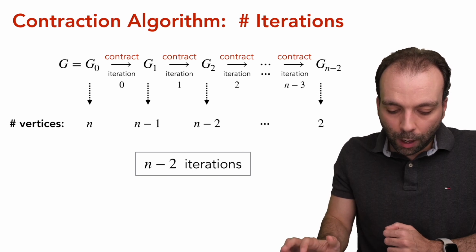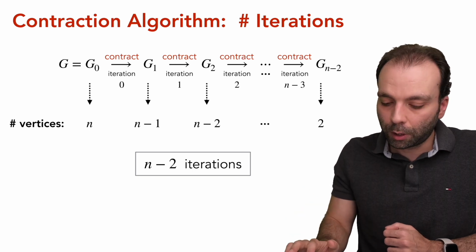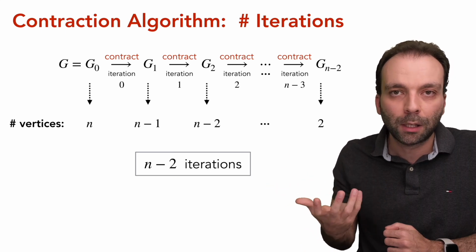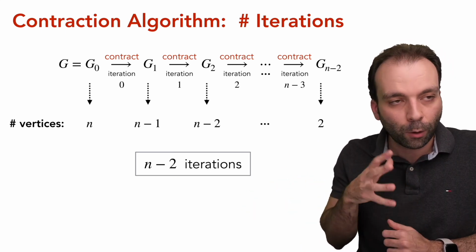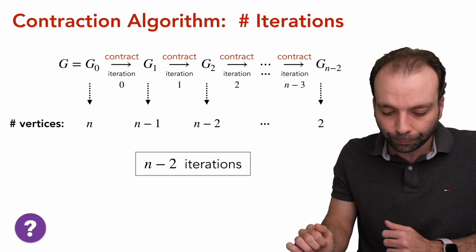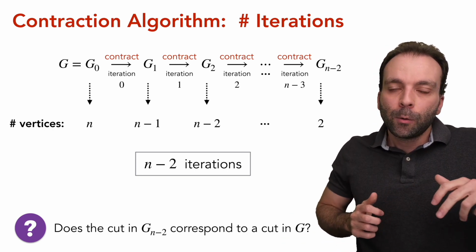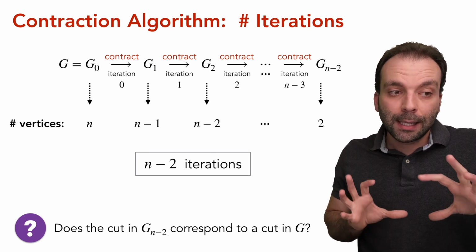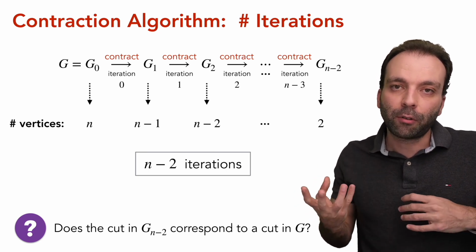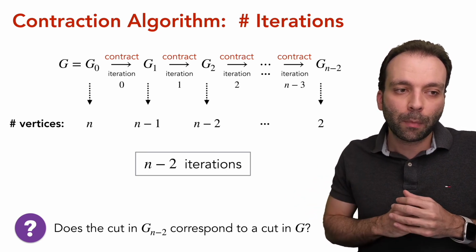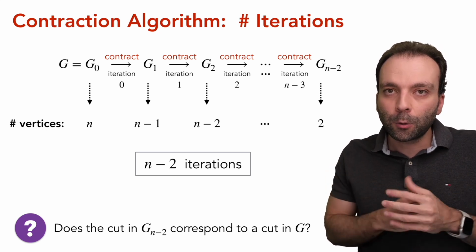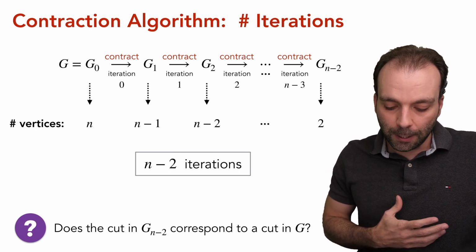Okay, so that's one observation, n-2 iterations, and a contraction operation can be done in polynomial time, obviously. So overall, this is a polynomial time algorithm. But now one important question is, we are outputting basically a cut in the last graph, in graph G sub n-2. Does that correspond to a cut in the original graph G? It's not hard to see. It's kind of an observation, but the answer is yes.